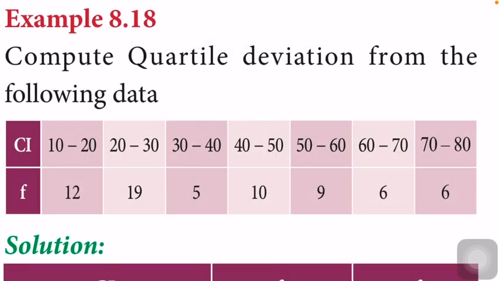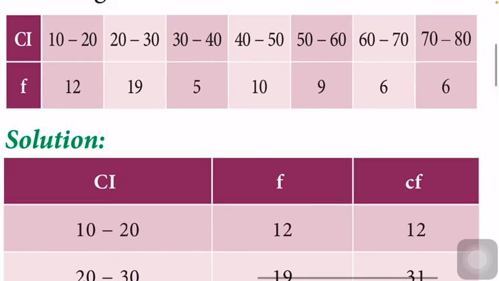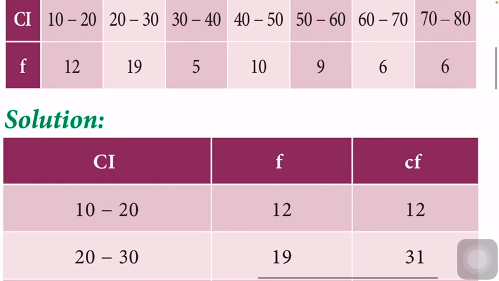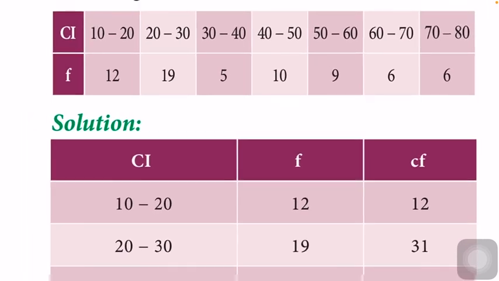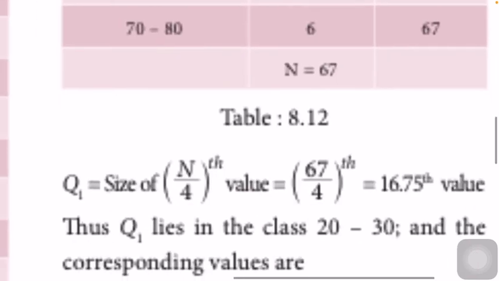18th example: compute quartile deviation from the following data. Here continuous data is given. So, the same method that we have used to calculate Q1 and Q3, we can use here also. First let us tabulate it: the class interval, frequency, and we have to find the cumulative frequency.